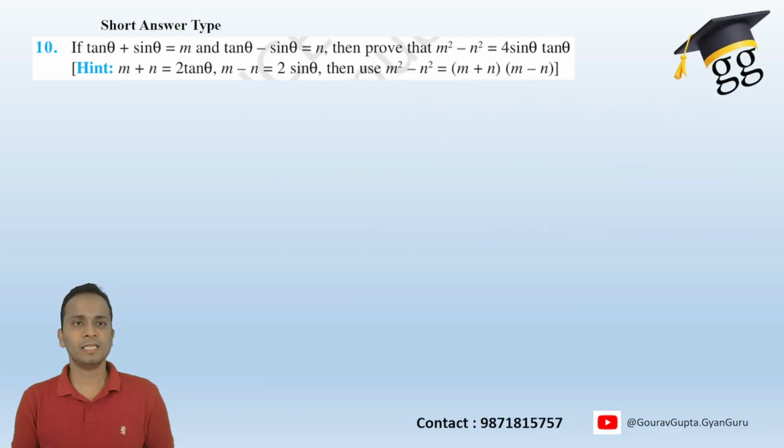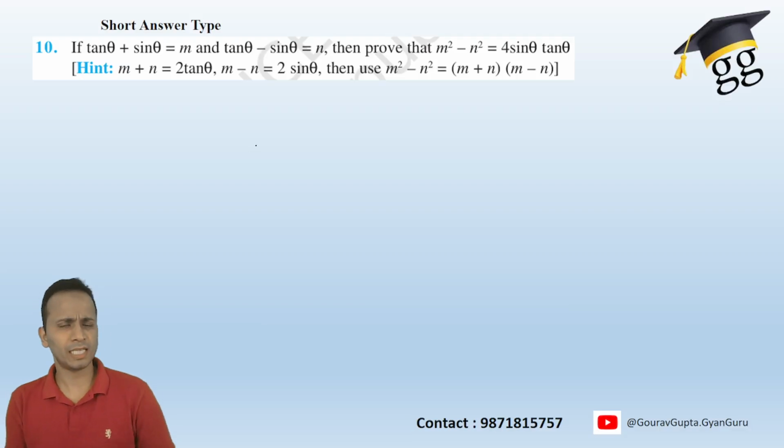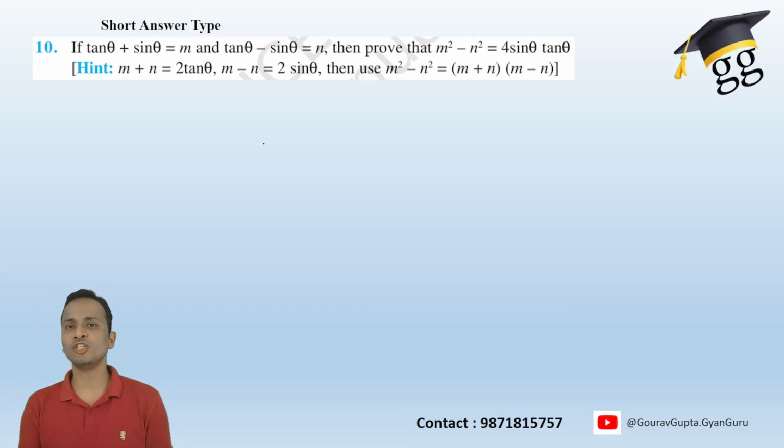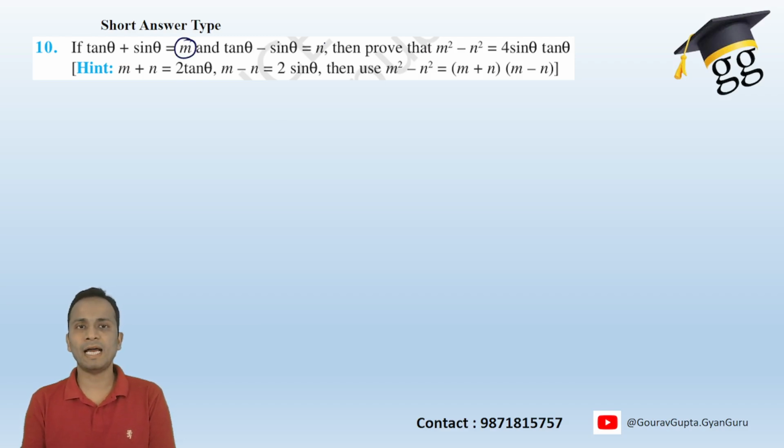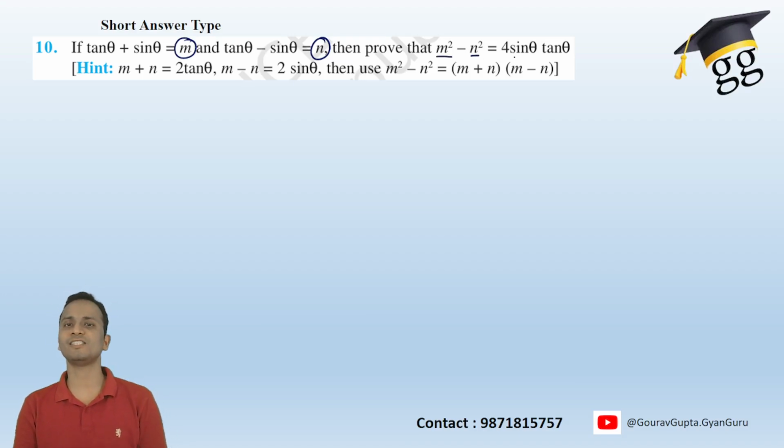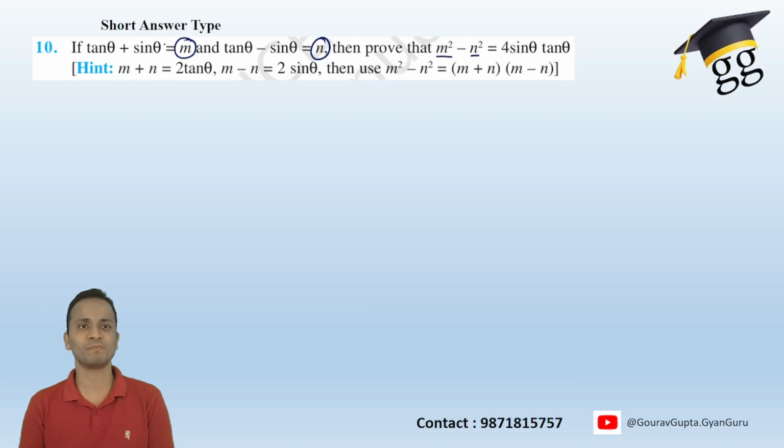Okay, let's look at the 10th one, the last question for this video, and then we'll continue the remaining questions in the next video. All right, now you are given the value of m and the value of n, and you'll have to find out m square minus n square and prove that it is equal to 4 sine theta tan theta. Such an easy question.